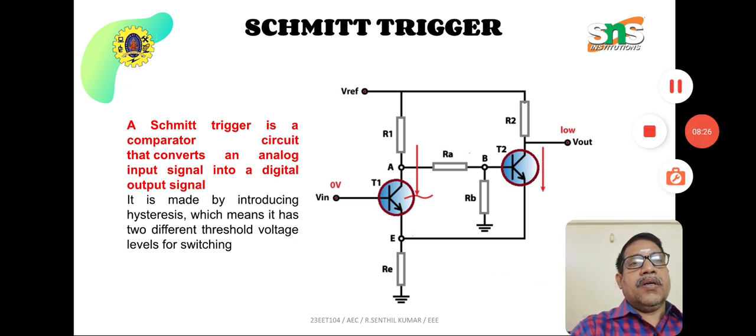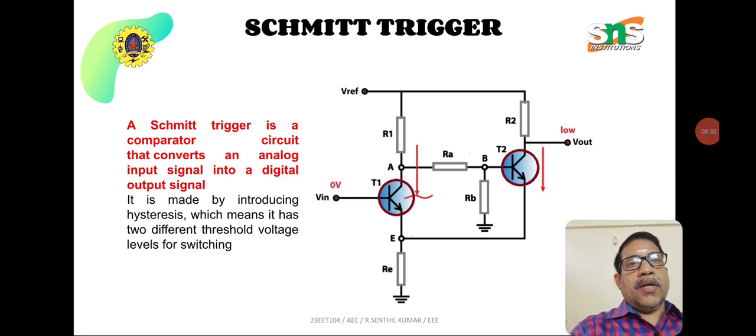Hope you understand this concept, and the operation in detail we will explain in the next video of the Schmitt Trigger series. Thank you for patient listening, and hope you understand the application of Schmitt Trigger. Thank you.